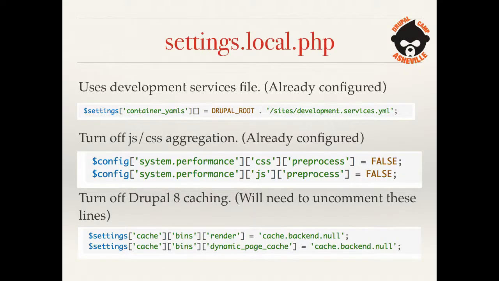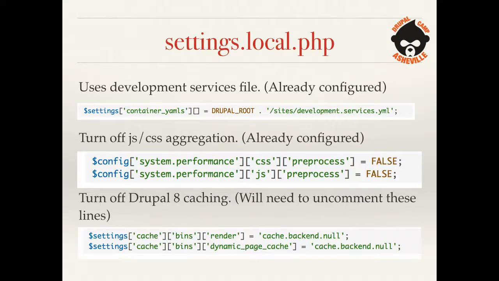So when you look in the settings.local, it gives you this container YAMLs for the development.services.yml. That says use the development ones, and I'll go talk about that in a moment. Also, the aggregation is turned off in here in config, and the bottom 2 lines are very important. This cache.bins render and cache.bins dynamic page cache, you'll see they're cache.backend.null. That turns your caching off. These lines exist, but they're commented out. You just got to remove the comment from the line, and that will turn your caching off.